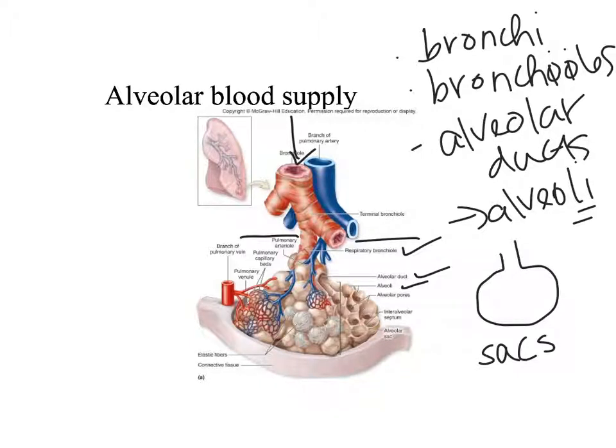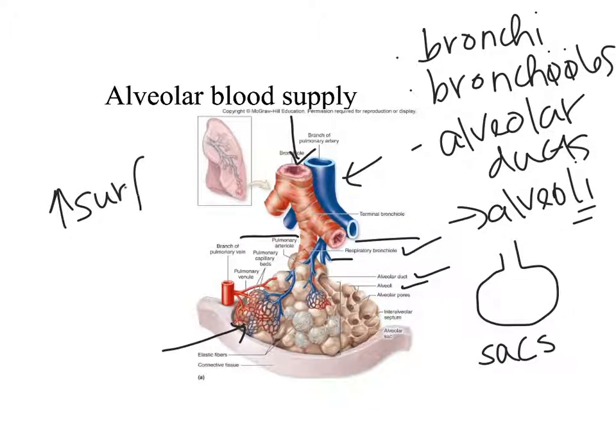So you can see here's the pulmonary artery coming in, and then it branches and becomes arterioles, and the alveolar sacs are covered with capillaries. I've heard people say that if you took all the alveoli that we had and spread them out in a single cell layer, you would cover a tennis court. So it's just a huge amount of surface area.